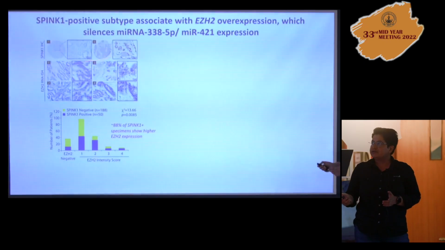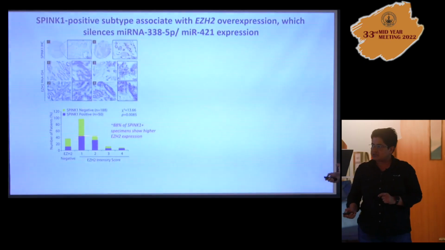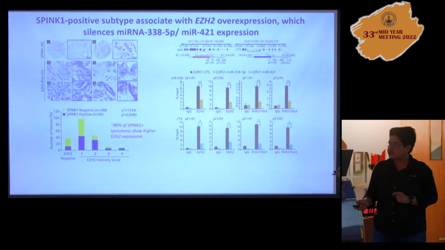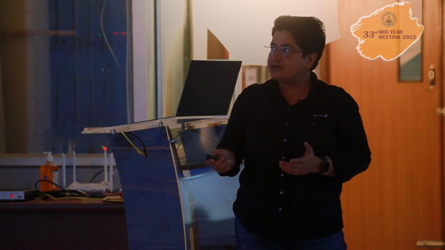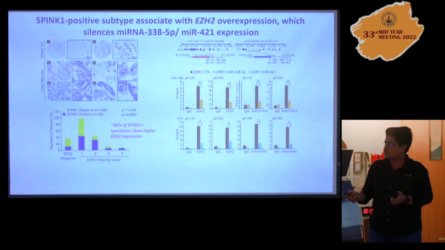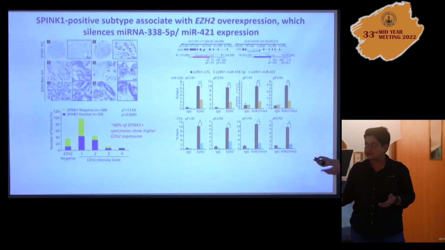It has around 237 small biopsies from prostate cancer patients, and you can see most of the SPINK1 positive patients show higher expression of EZH2, around 88%. So we thought, since EZH2 is a methyltransferase, is it playing a critical role in epigenetic silencing of these 2 microRNAs? For that we designed an experiment using SPINK1 positive cells where we overexpress 338 and 421 microRNA, and we found in our ChIP PCR data that EZH2 shows very prominent recruitment on the locus of both microRNAs, which is also accompanied with the H3K27 trimethylation mark, which is supposed to come from epigenetic silencing through EZH2.